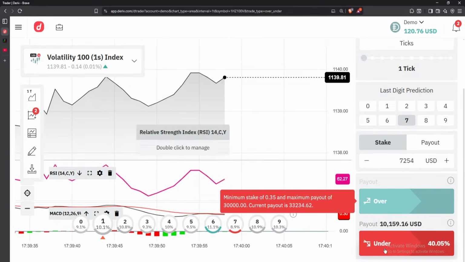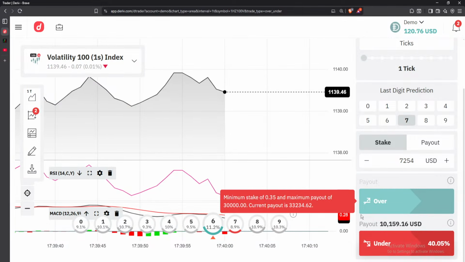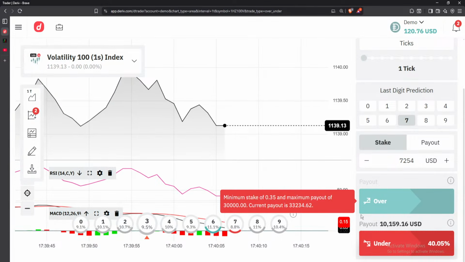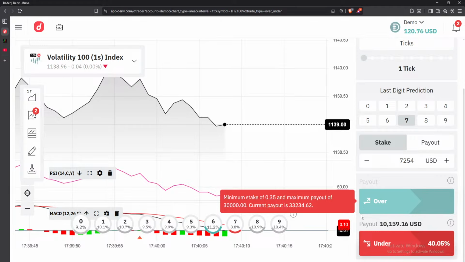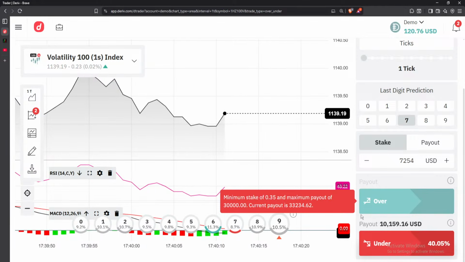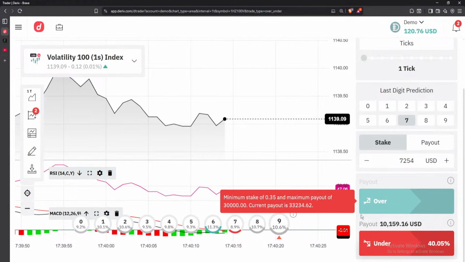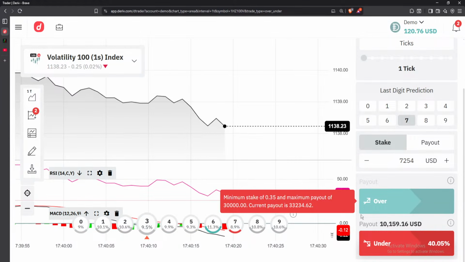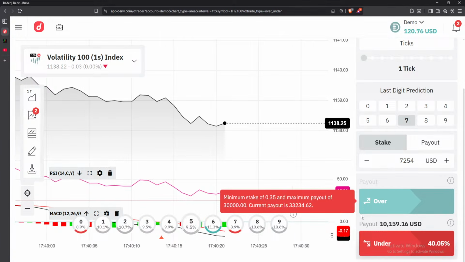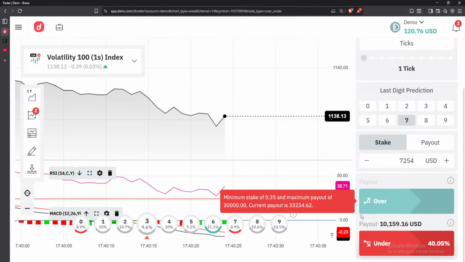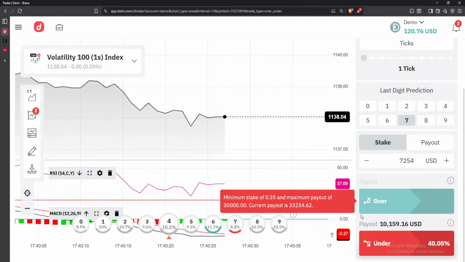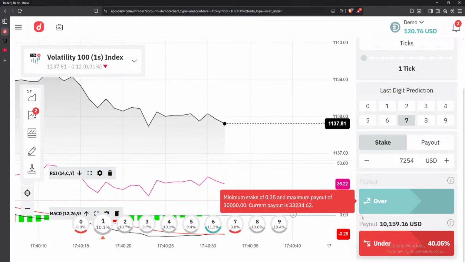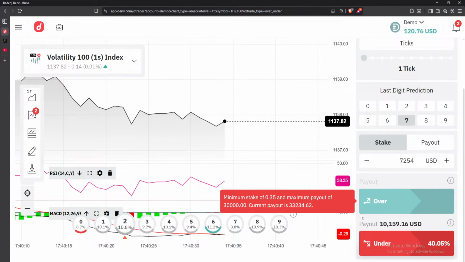Now, let us go to under 7. How do you trade under 7? Under 7 is like the opposite version of over 2. What do I mean? Ensure 7, 8, and 9 are all below 10%. Whenever you're trading under 7, ensure 7, 8, 9 are all below 10%. After that, ensure the green circle is 3 numbers away from 7. So the green circle should either be on 3, on 2, on 1, or on 0. The green circle should be 3 numbers away from us.